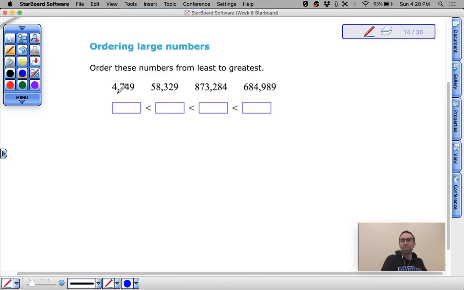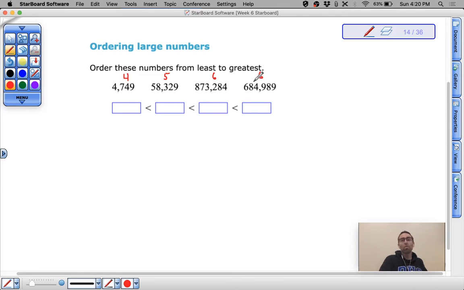I have 4,749, and I'm going to put a 4 right above that. The reason I'm putting a 4 there is because there are 4 digits. 1, 2, 3, 4. If I look at 58,329, that's got 1, 2, 3, 4, 5 digits. So I'm going to put a 5 above that one. Now the last two, I have 1, 2, 3, 4, 5, 6 digits, and then 1, 2, 3, 4, 5, 6, 6 digits.